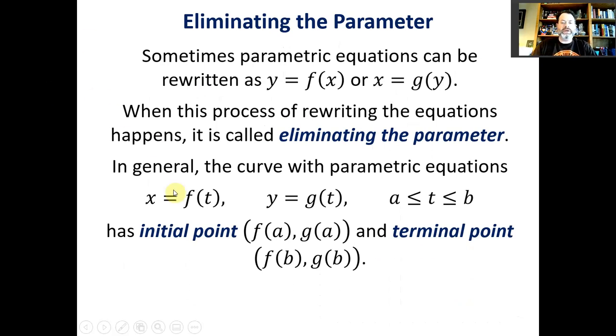And one other piece of vocab. If you have just a general curve, the starting point is called the initial point, and the ending point is called the terminal point. Most of the time in these problems, you will have a beginning and an end point, but it's not required. On a closed interval, as shown here, it will be required. But in general, the domain of t is allowed to be negative infinity to infinity. It just usually isn't.